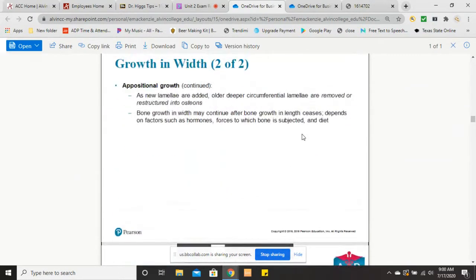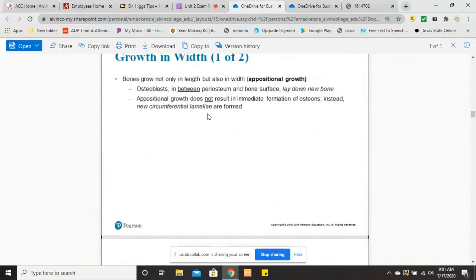So that's all that happens. To add more lamellae, your osteoblasts go underneath the periosteum and add more layers of bone. That's appositional bone growth. That's it. It is just really these slides here. You go underneath the periosteum and just add more bone to the surface. And it's actually circumferential lamellae that they're adding. Sorry. Okay.